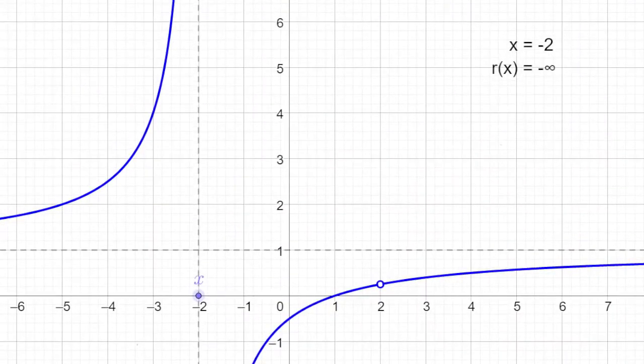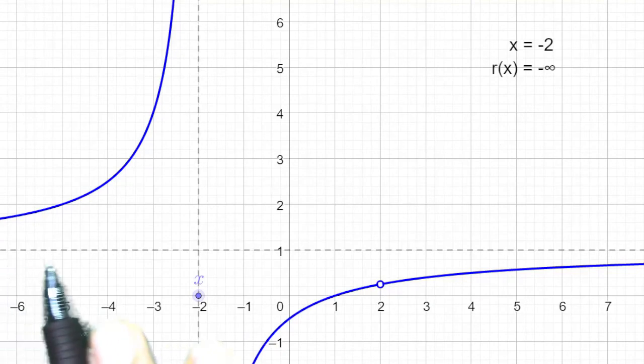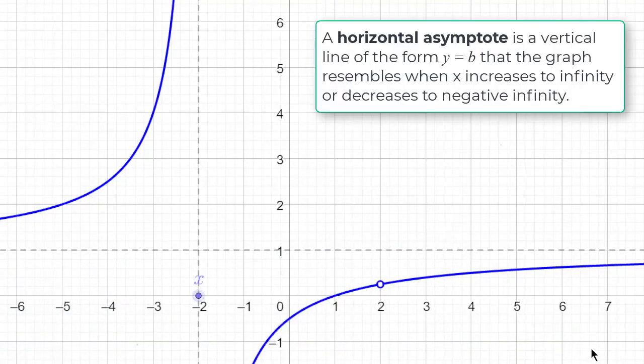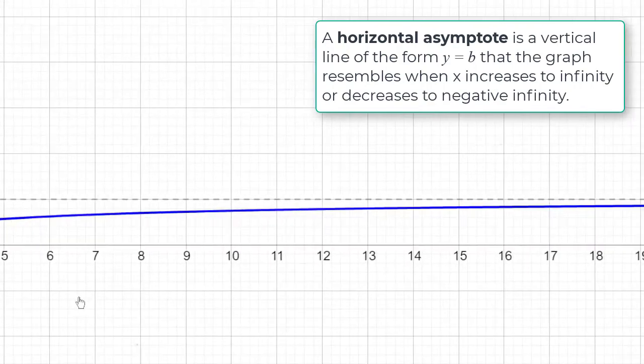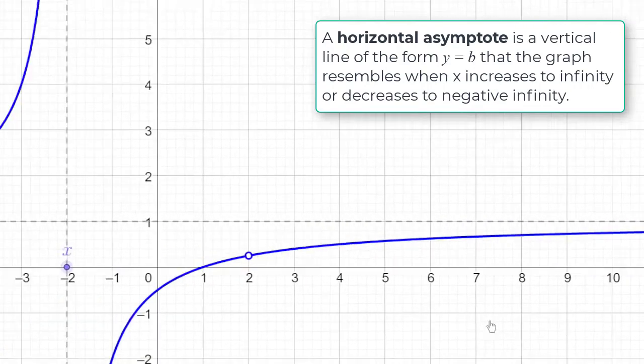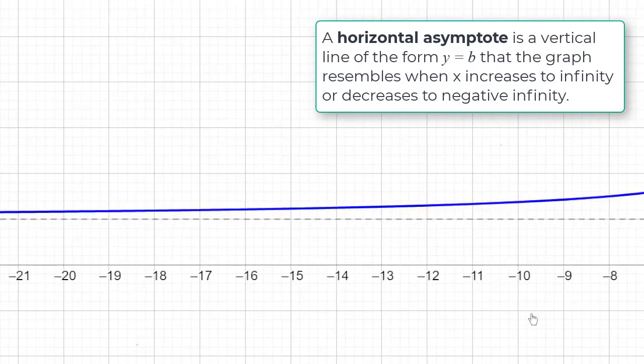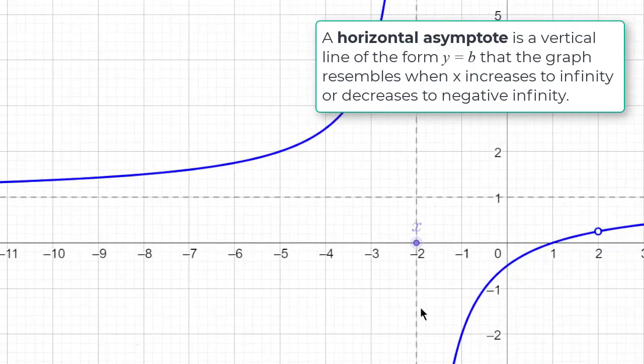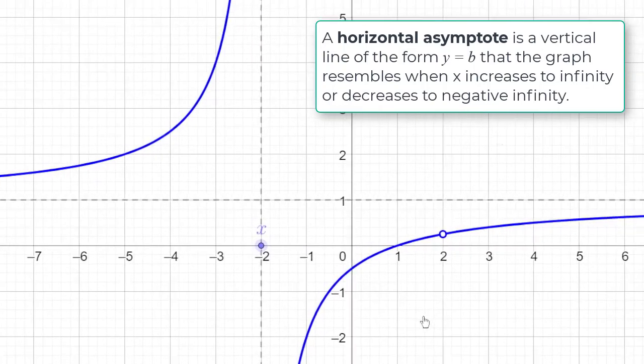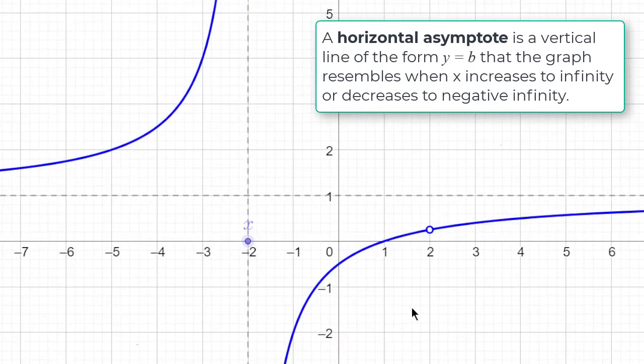Now you'll also see here a horizontal asymptote. This horizontal asymptote is saying that the graph resembles that horizontal line. Well, if I go far off to the right, you see it does look like that horizontal line. And if I go far off to the left, yes, it does resemble that horizontal line. So these are just guides. They're not part of the graph. The asymptotes are just giving us descriptions of what the graph is doing nearby.